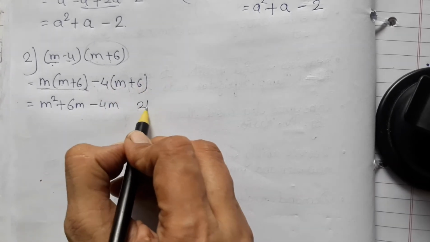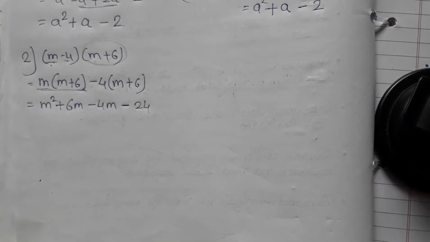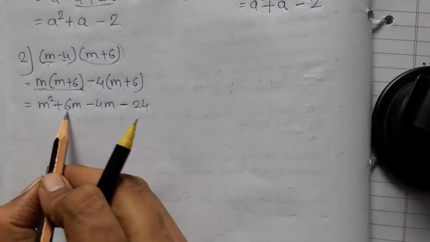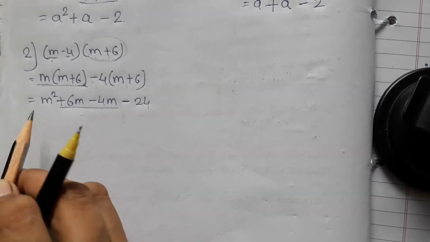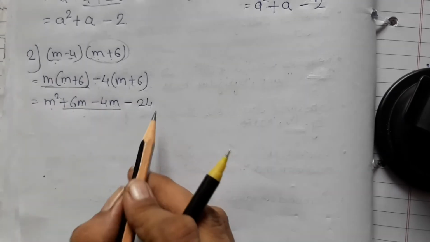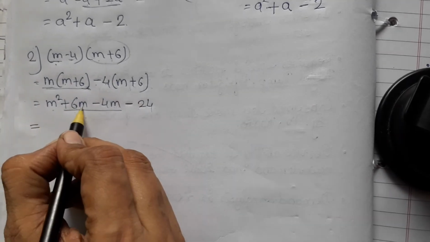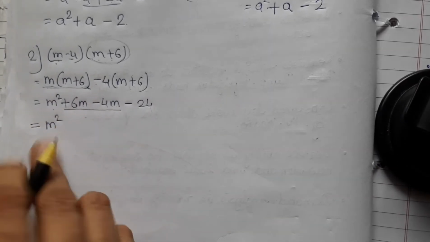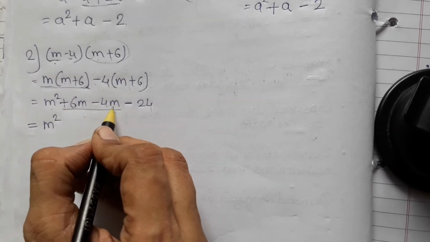4 6s are 24. Sign minus multiplied by plus becomes minus. Now we can add this because both the variables are m and m. We cannot add m square with m, or only a number with the m. We can add only the same variable with the same variable. So this will remain the same: m square plus 6m minus 4m.